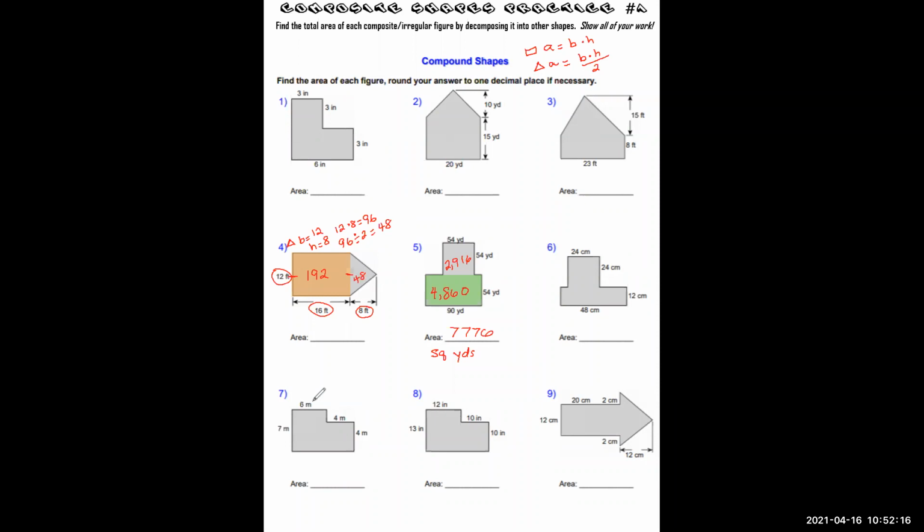Now, to get the total area, I need to add my 192 and my 48, and I get 240. And this was all in feet, so it's 240 square feet. Remember, if you're putting this in online, only the number goes in the box. Only the number. You're typing or writing your units.